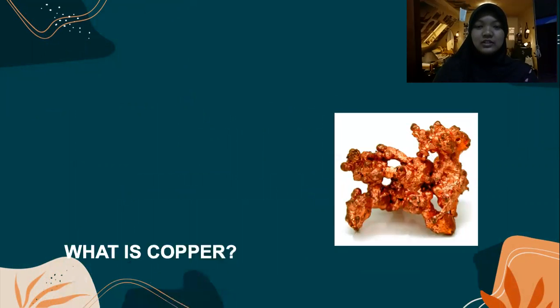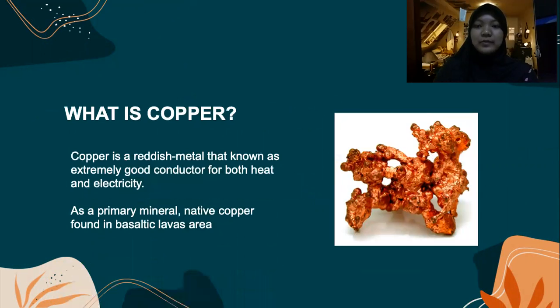So first of all, what is copper? Maybe some of you already know copper as something that is usually inside the cable, right? Yeah, that's true. But in general, copper is, as you can see in the picture beside, a reddish metal that is known as an extremely good conductor for both heat and electricity. That's why you often see it used in electrical applications. But as a primary mineral, native copper can also be found in basaltic lava areas.